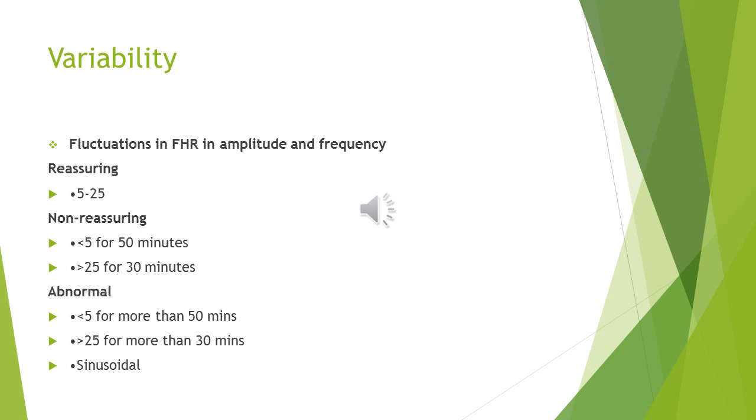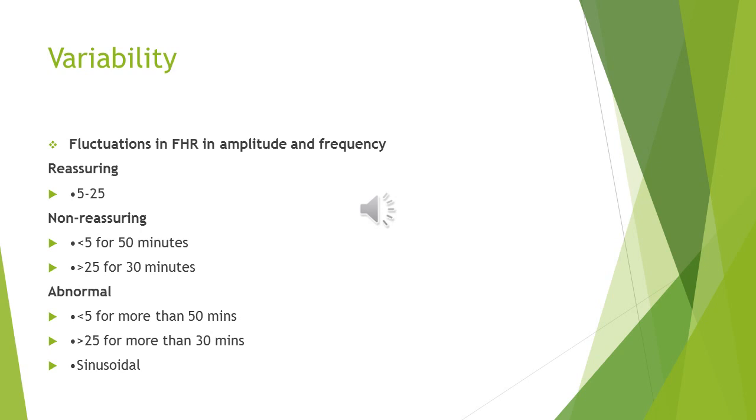And variability indicates an intact nervous system, because variability is the interaction between the sympathetic and the parasympathetic. As long as the baby is maintaining normal variability, this means that the nervous system is intact and the baby is healthy. Variability, I can consider, is the most important parameter in CTG. We have certain figures which are reassuring: between 5 to 25 beats per minute.